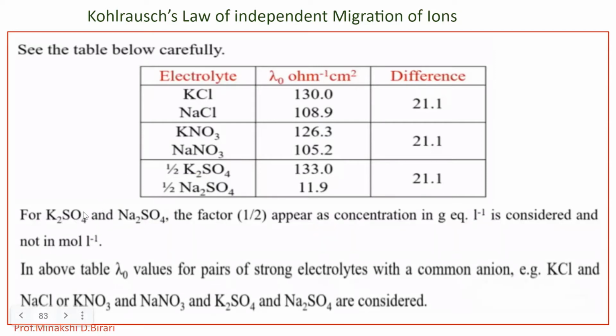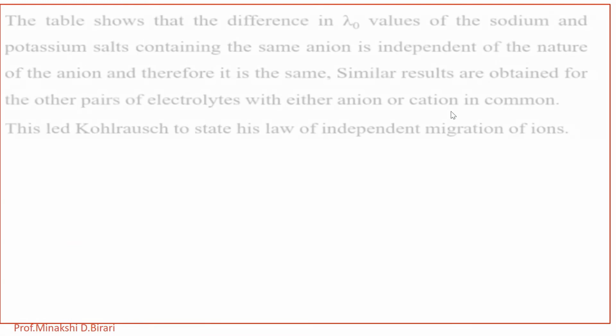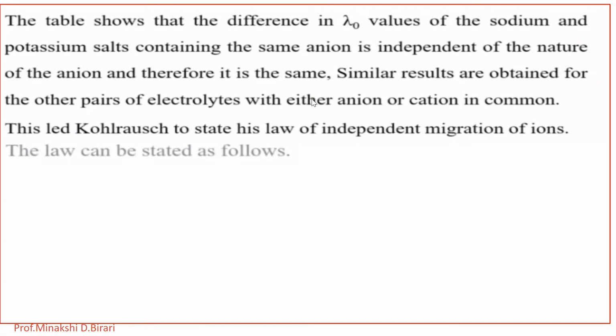So by observing this table, we get that the factor one half appears as concentration in gram equivalent per liter is considered and not in mole per liter. Also, the equivalent conductance lambda 0 values for pairs of strong electrolytes with a common anion, that is KCl and NaCl, have common anions, and the difference for both salts is the same, 21.1. Now what is the law? According to Kohlrausch's law, what is the statement for independent migration of ions?